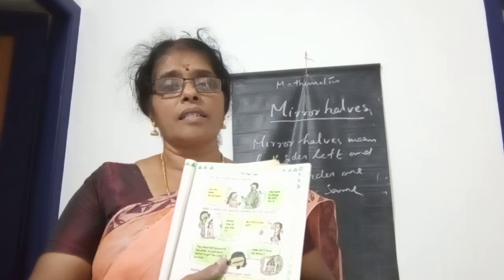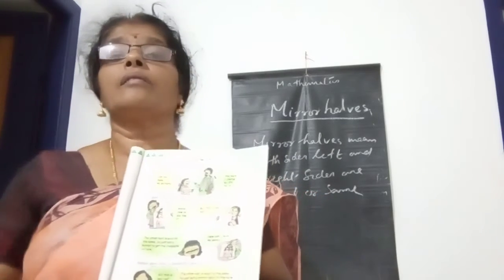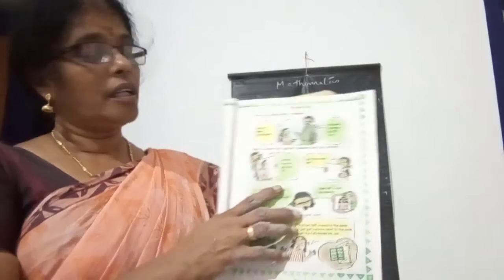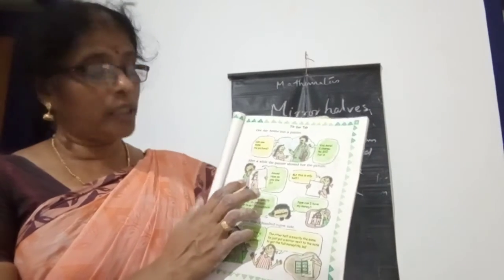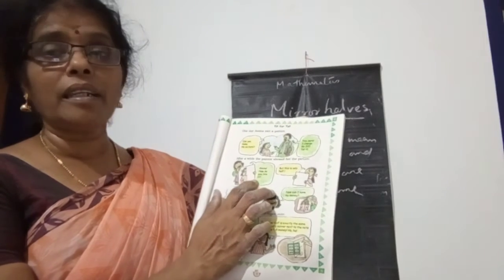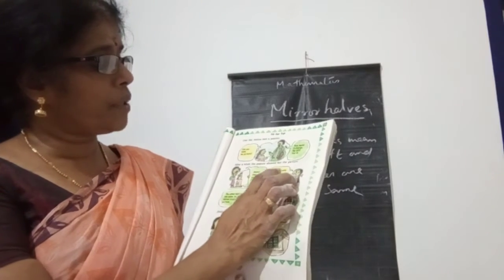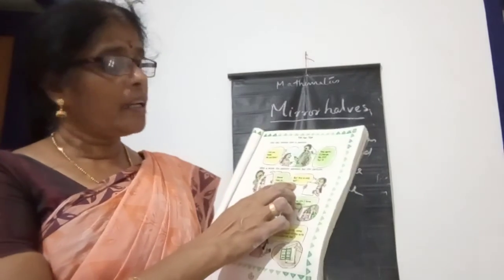And after a while, he came and showed one picture and asked Amina, how do you like it? This picture he gave. Amina, how do you like it? Then she said, but this is only a half. This is only a half.